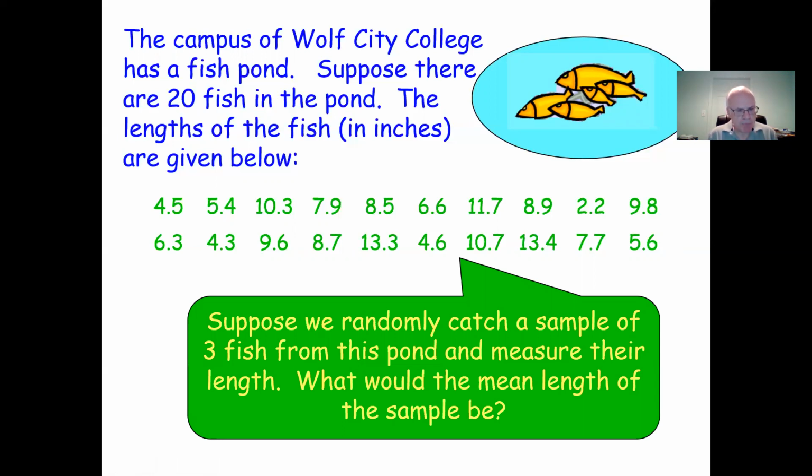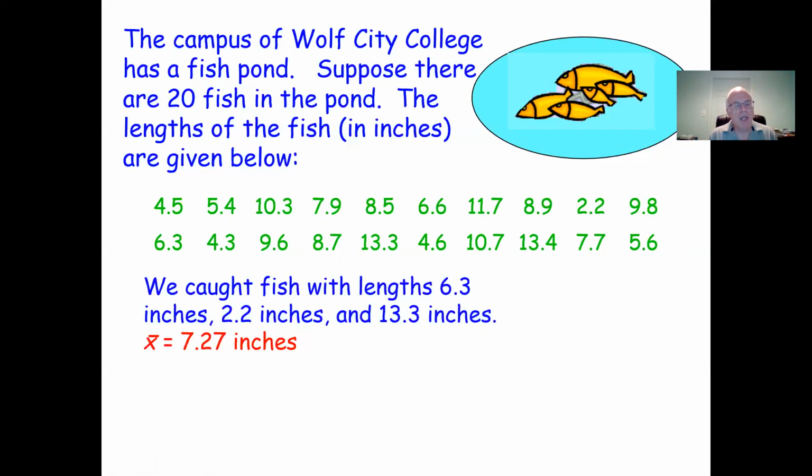All right, so you have to get the idea. There's 20 fish in the pond, and let's say we randomly catch 3 of them. Some random process, we catch the 3 fish. So that's our sample size, n is equal to 3. So suppose we catch these 3 fish.